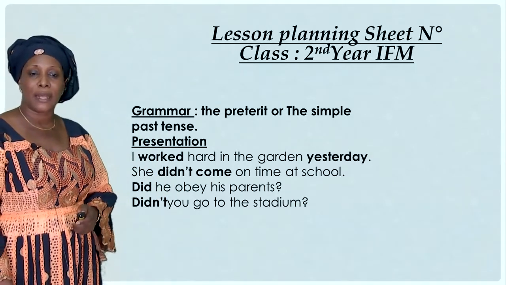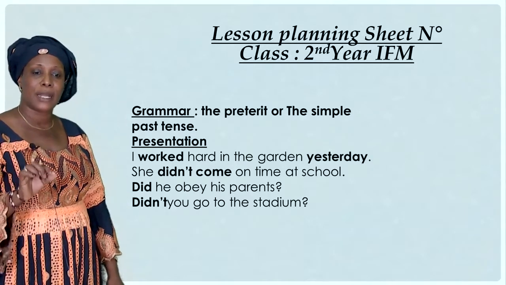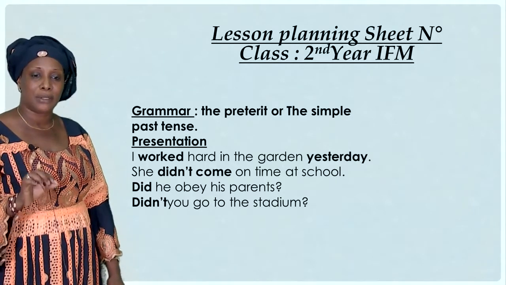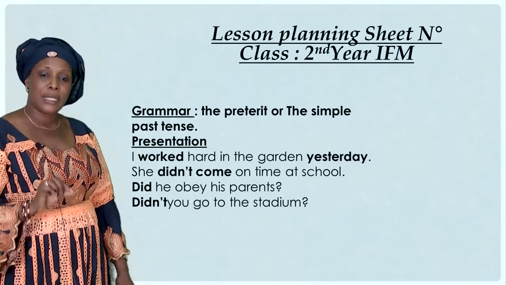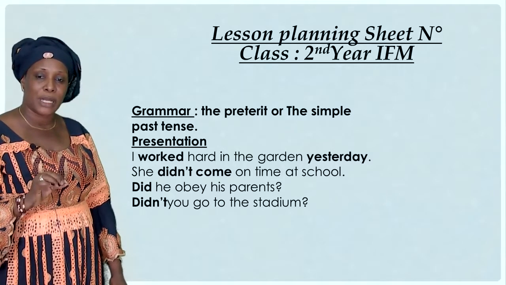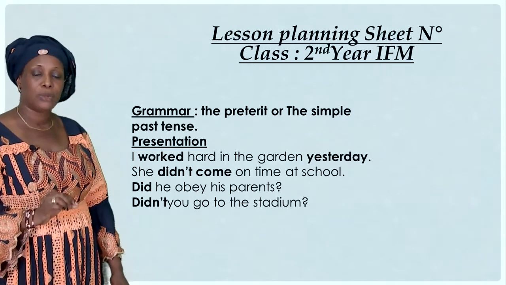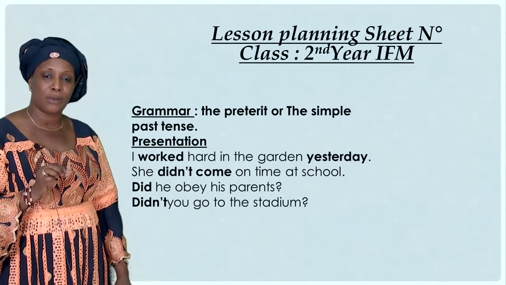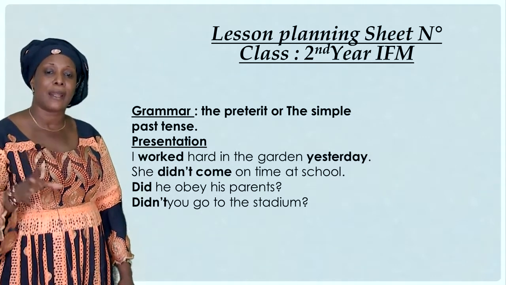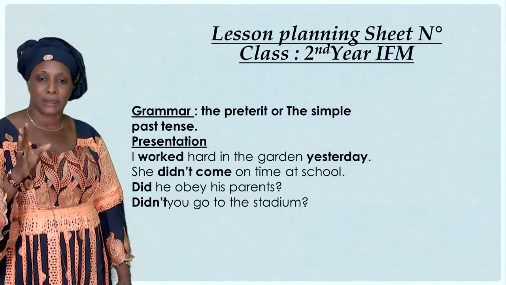I worked hard in the garden yesterday. She didn't come on time at school. Did he obey his parents? Didn't you go to the stadium? Good. Through these four sentences, we notice that the verbs of these sentences are conjugated in the preterit or the simple past tense.